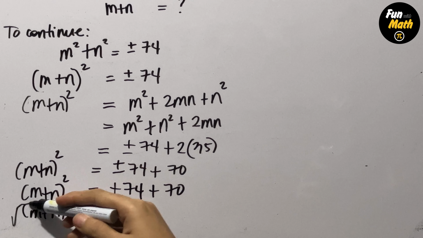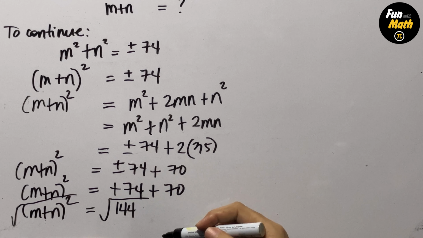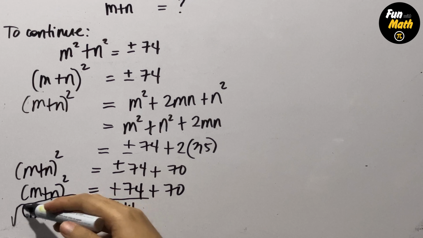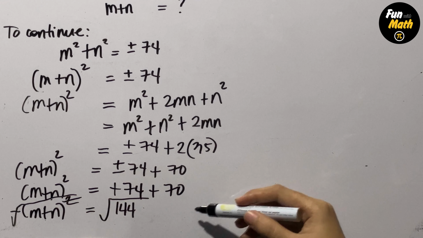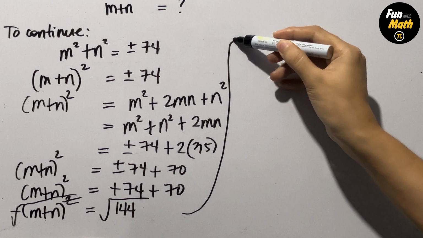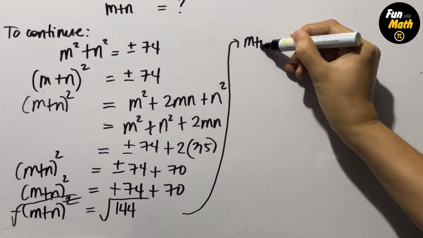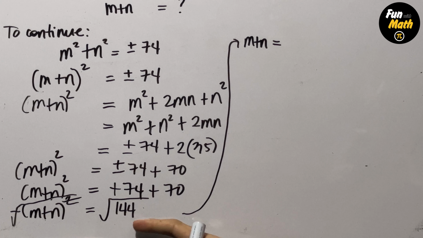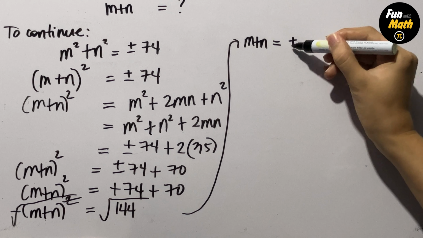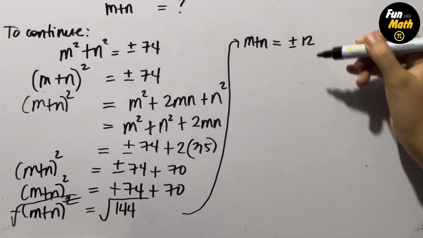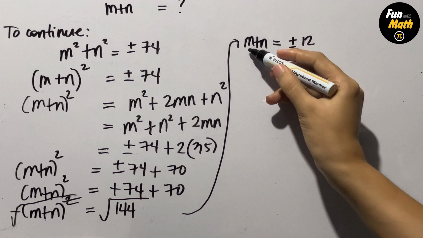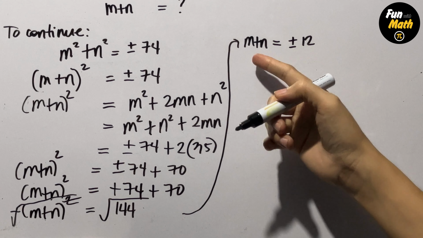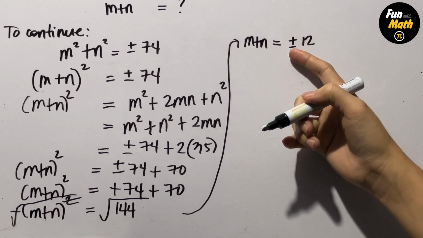Now let's remove this squared by inserting a radical on both sides. So this is now cancelled, and we have m plus n is equal to the square root of 144, which is positive negative 12. Now, this is the first value of m plus n, which is positive or negative 12.